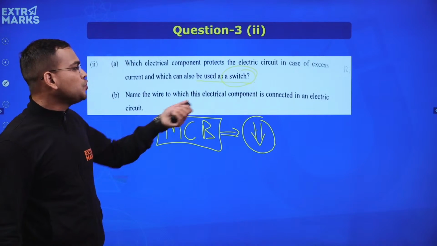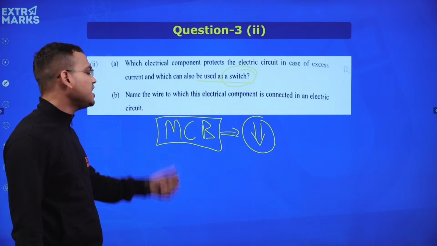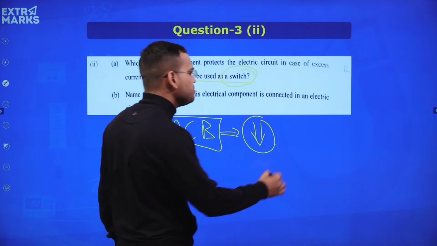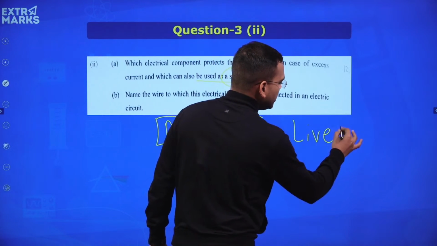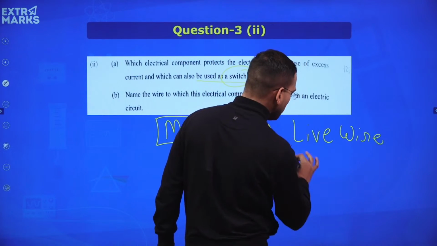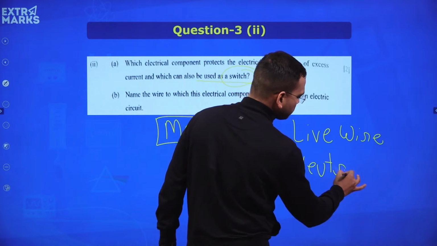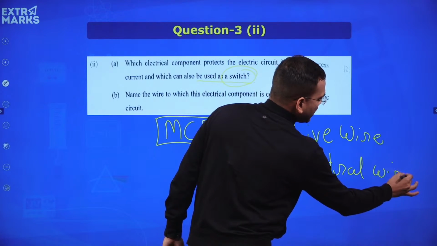Now name the wire to which this electrical component is connected in an electric circuit. Very simple. There are 2 options. Whenever this kind of question is asked, there are 2 options: live wire and neutral wire. Live wire and neutral wire.